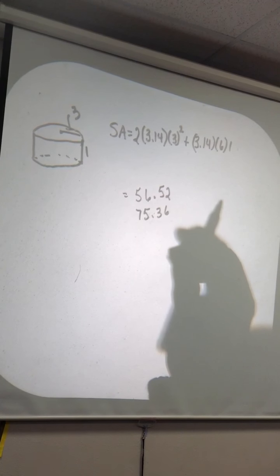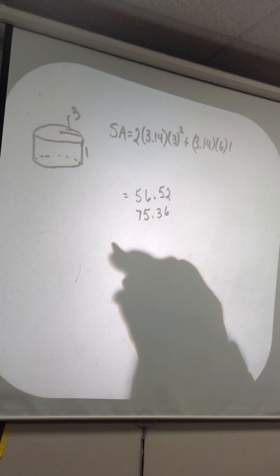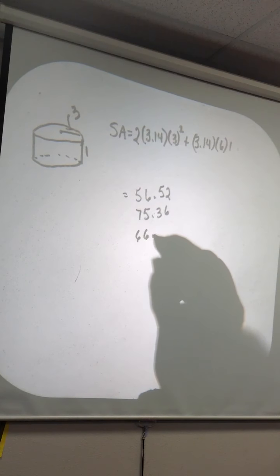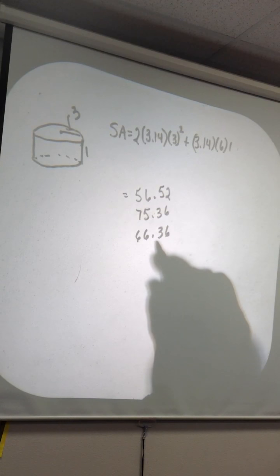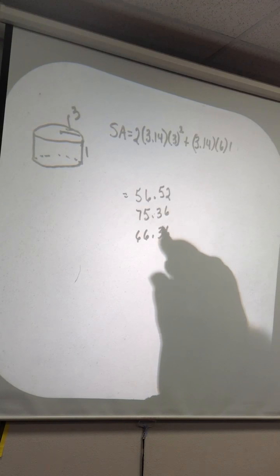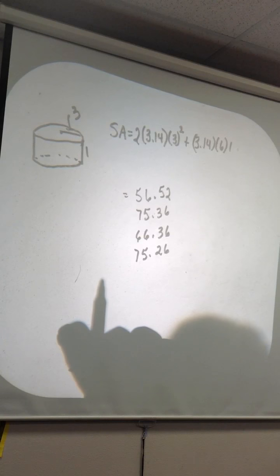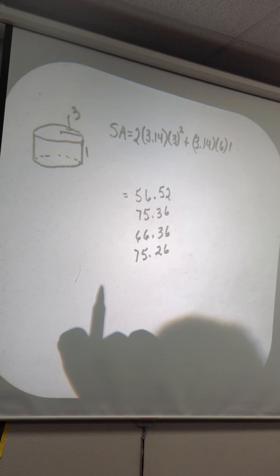Okay, how about you, Ella? What'd you get? As Brennan? All right. Anybody else got a different answer? Anybody else got an answer? Hannah, what do you have? I got 66.36. Emma, what do you have? I got 75.26. That's 75.26. Oh goodness, we have a lot of choices. Anybody else got something different?